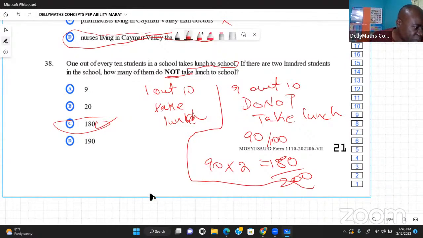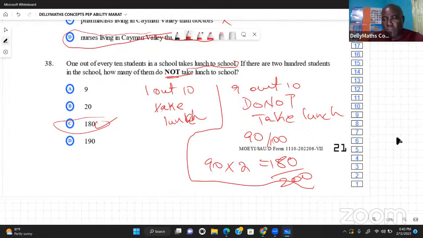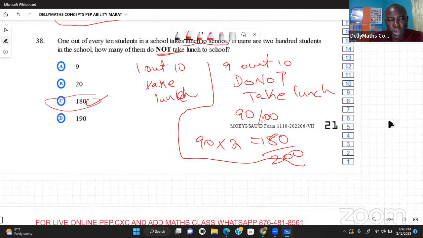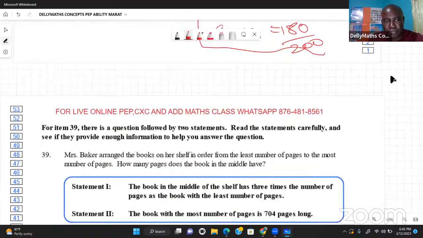Definitely seeing some C coming out there. Check it and be careful. Don't let the 190 trick you, all right? It's 90 times 2, 180.